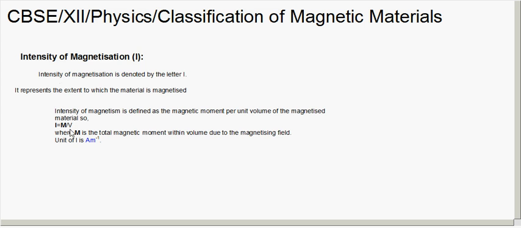So what are these M and V? M is the total magnetic moment and V is the volume of the material. So how much the material is magnetized, we can know from the magnetic moment per unit volume. Therefore intensity of magnetization is defined as the magnetic moment per unit volume of the magnetized material, and its SI unit is ampere per meter. So remember, intensity of magnetization is defined as the magnetic moment developed per unit volume.